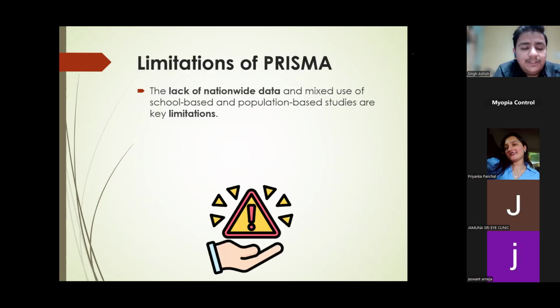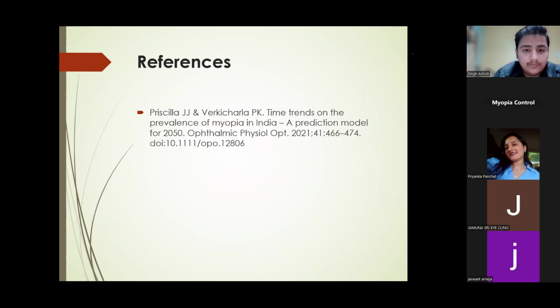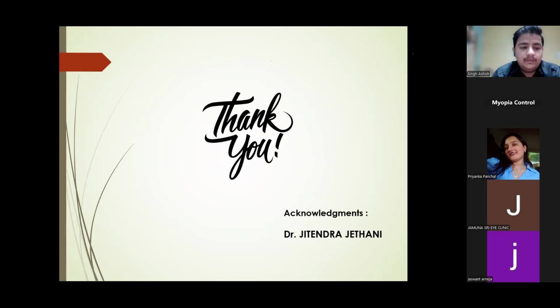So what were the limitations of the PRISMA meta-analysis? The lack of nationwide data and the mixed use of school-based and population-based studies are key limitations. So here is my reference to the study. Thank you.